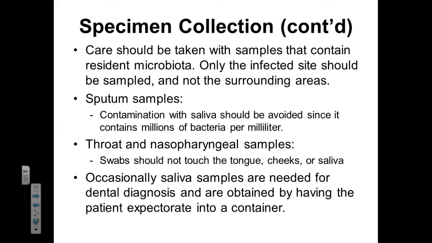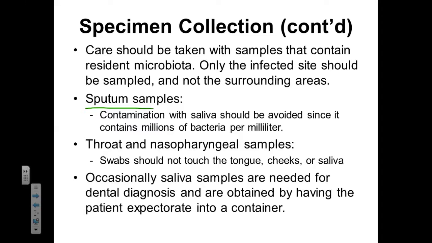So we should only sample the infected site. If you're interested about testing a patient to see whether or not they have a urinary tract infection, generally speaking, drawing blood or getting a sputum sample wouldn't be the best way to go about it. If you're collecting a sputum sample, though, while we're on the topic of sputum samples, we should make sure that we should collect saliva or sputum that has not been contaminated with saliva.